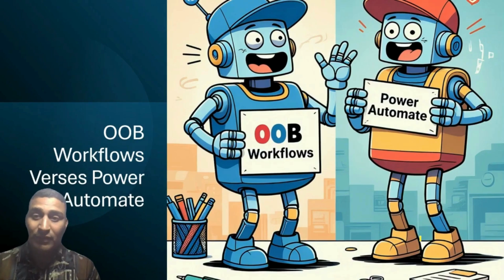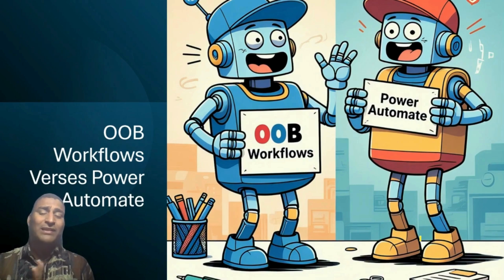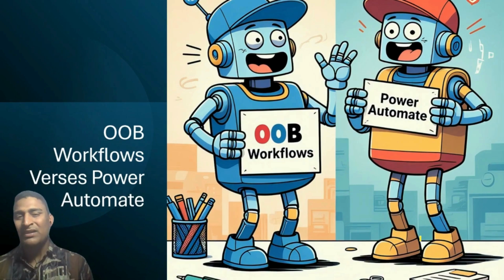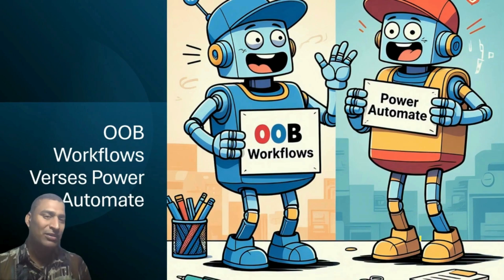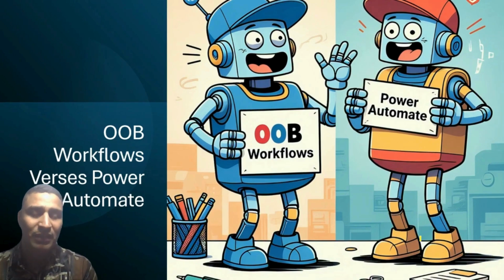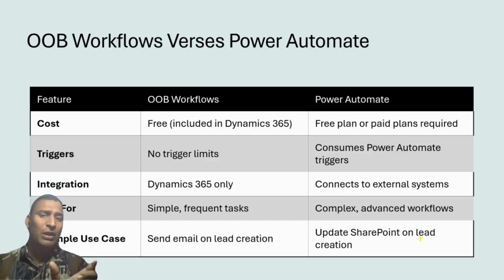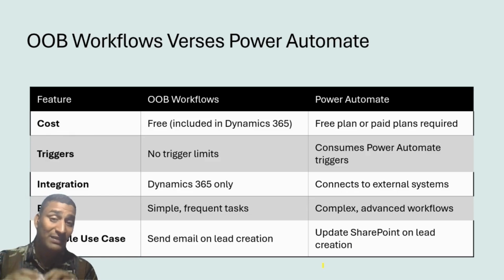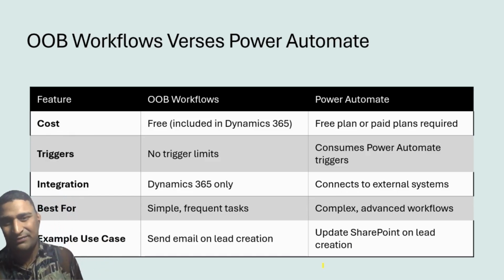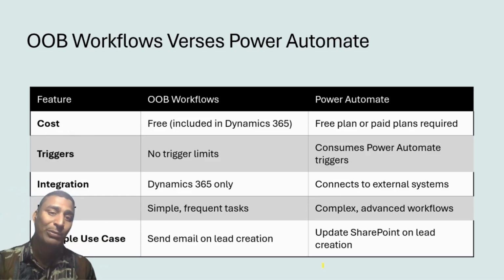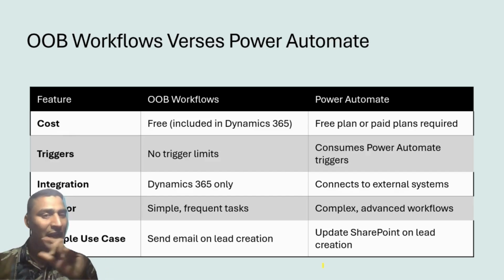Now, out of box workflow versus Power Automate. What is the difference between out of box workflows and Power Automate? Let's try to understand this in detail. Out of box workflows are free of cost and included only in Dynamics 365 CRM. Whereas Power Automate has a free plan or a paid plan, as we discussed earlier, but plans are required. Either a free plan or a paid plan is required.